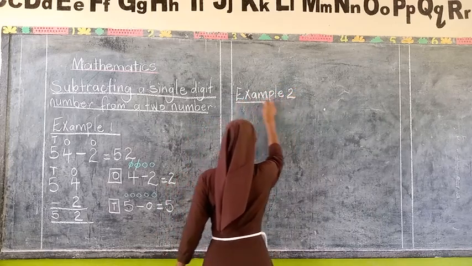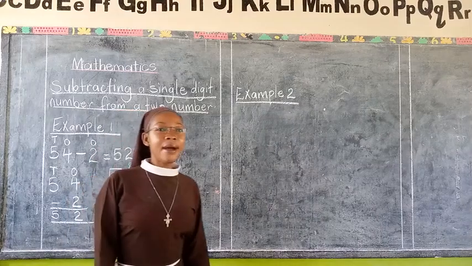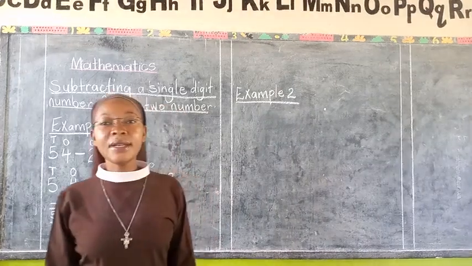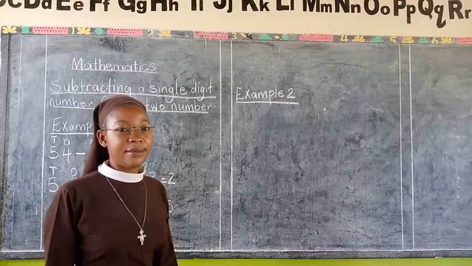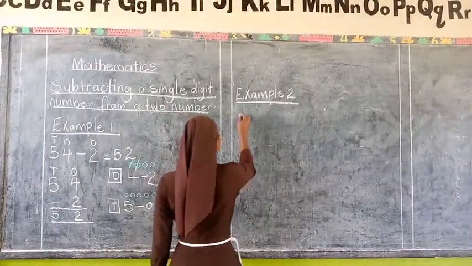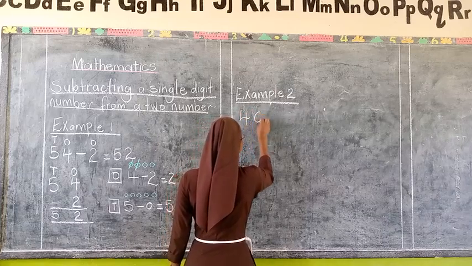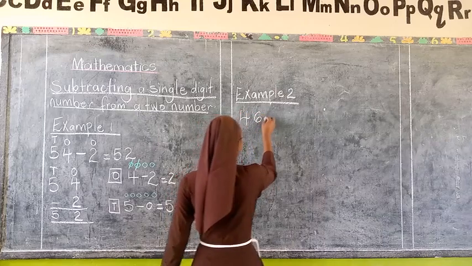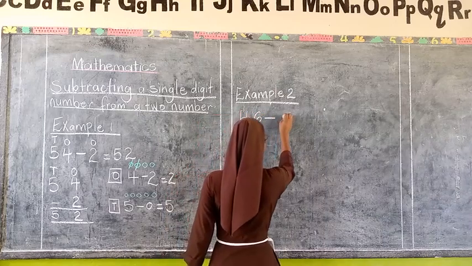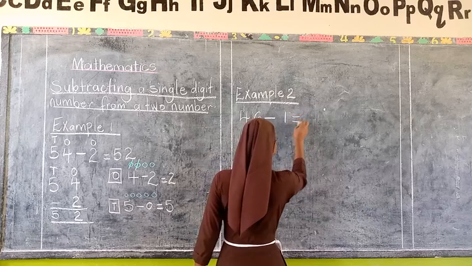Example number 2. Can any of you give me a 2-digit number taking away a single-digit number? Alright, we shall have 46 take away 1. 46 take away 1.